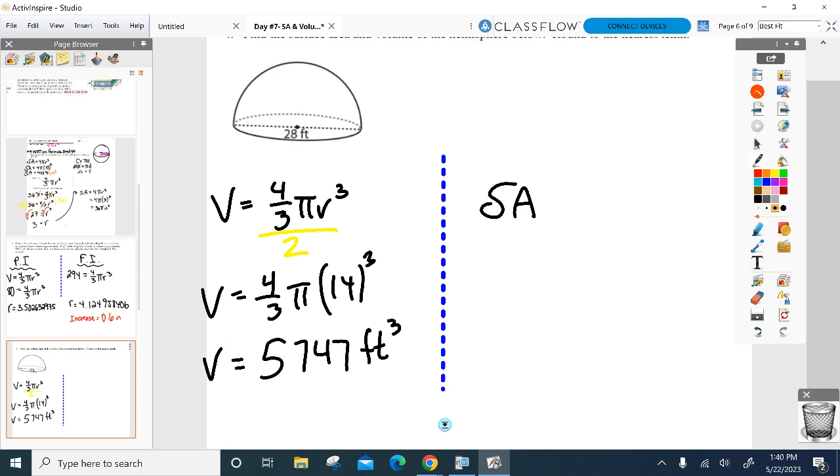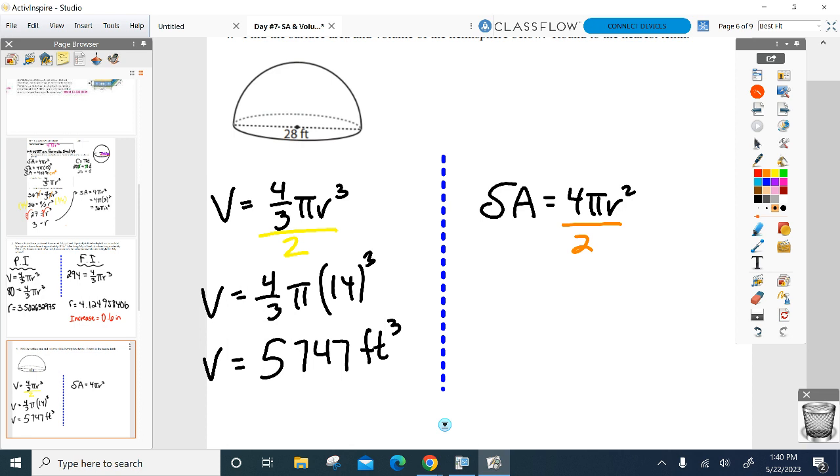We all good so far? All right, surface area. Here's our formula from the beginning of class today, 4 pi r squared. That's a full sphere. Yeah, you are correct, I am going to cut that in half, but that's not it. It's just not as easy as cutting it in half.